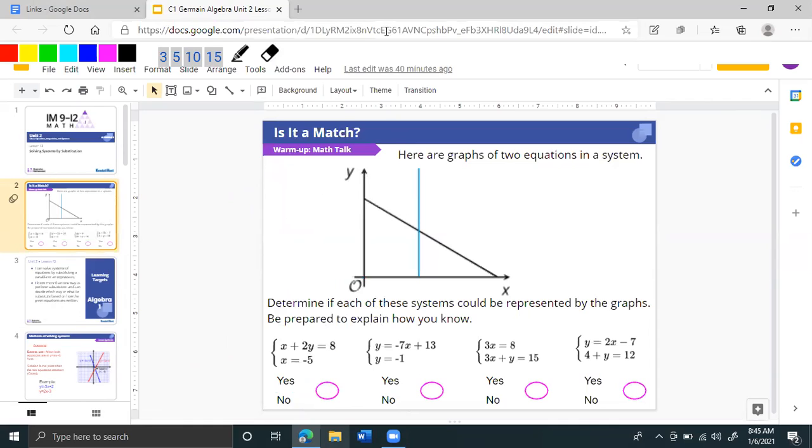Let me erase that. Now let's take a look at the second one here. Oh no, what's going on? Oh wait, I know what's wrong.